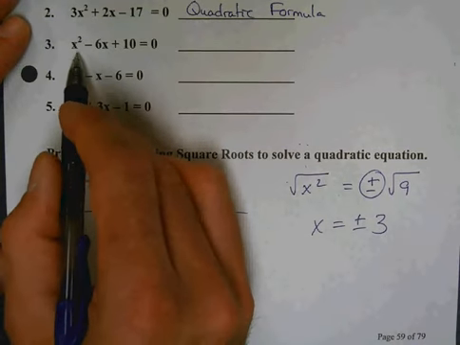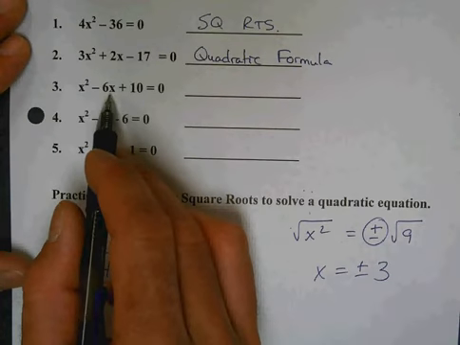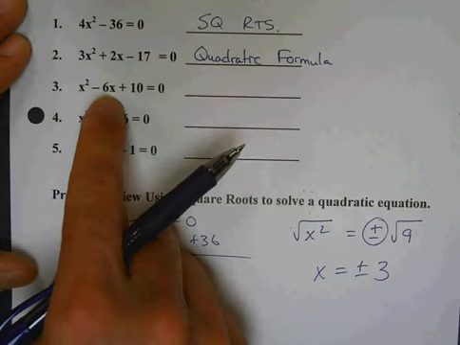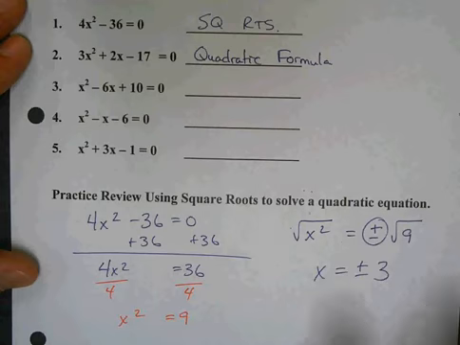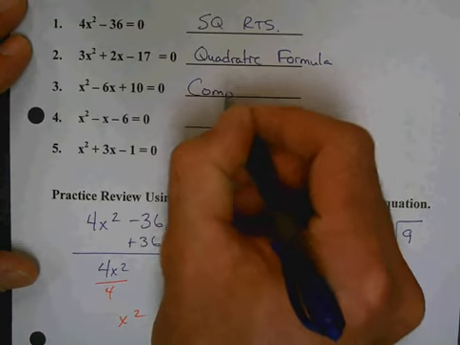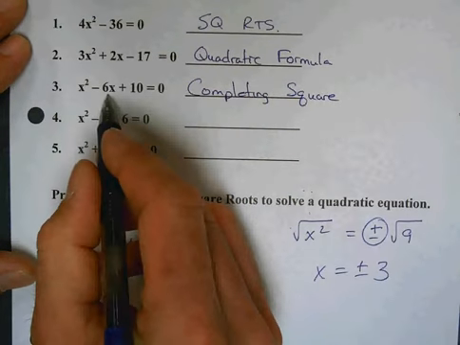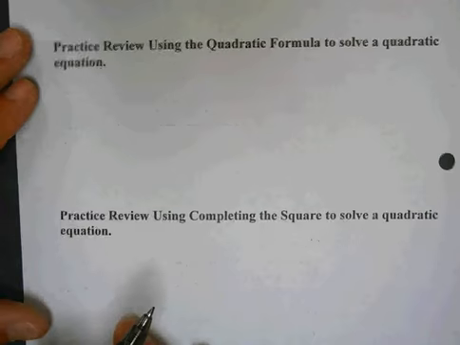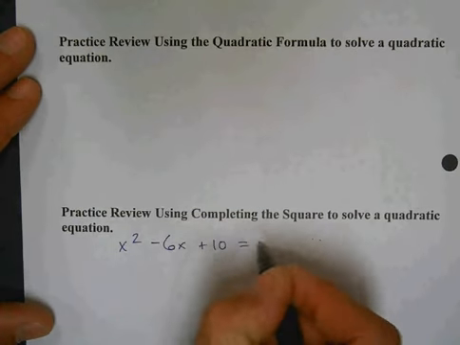Look at this next one. What do you notice about the first term? It's single x squared. What do you notice about the middle? It's even. What might work well with a 1x squared and an even number in the middle? Complete the square. Or you might be able to factor it. All right? But this would be a good candidate for completing the square, because it's even in the middle and it's a 1x squared. Let's flip that over. X squared minus 6x plus 10 equals 0.